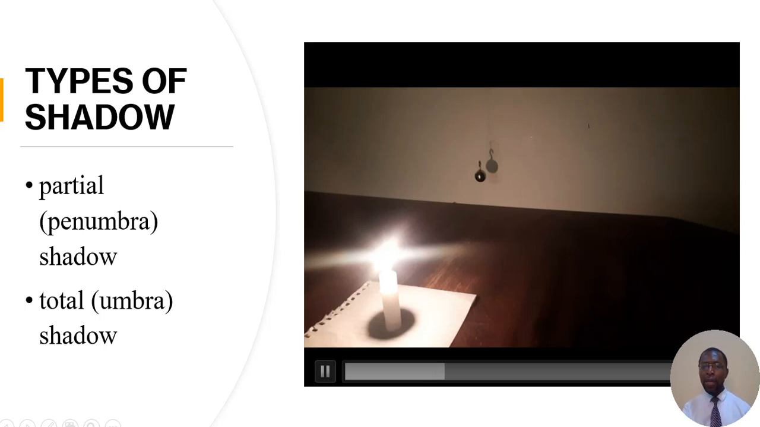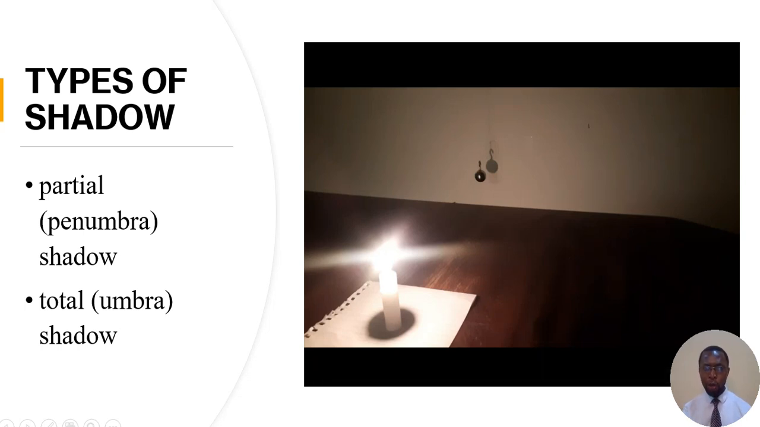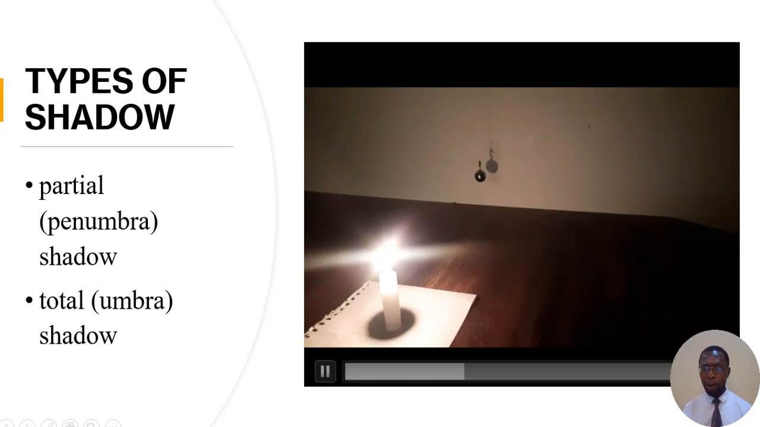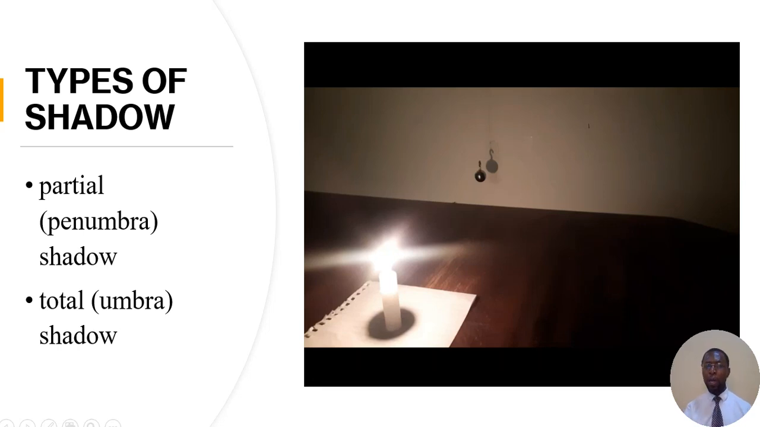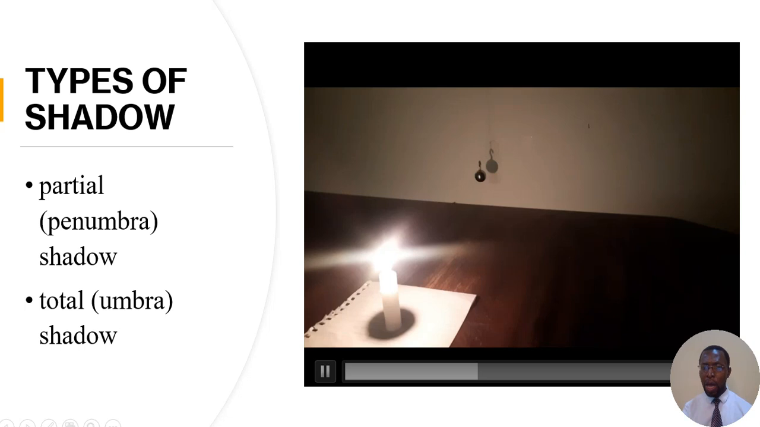Now, this shadow is of 2 types. We have the partial, which is called the penumbra shadow, and we have the total, which is called the umbra shadow. Now, the umbra shadow is the darkest part of the shadow, the place where the light ray could not reach at all. While the partial, the penumbra shadow, is the lighter part of the shadow.